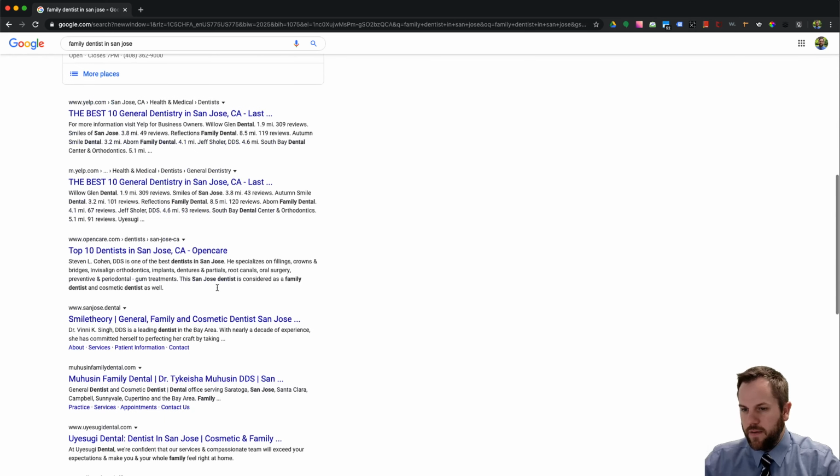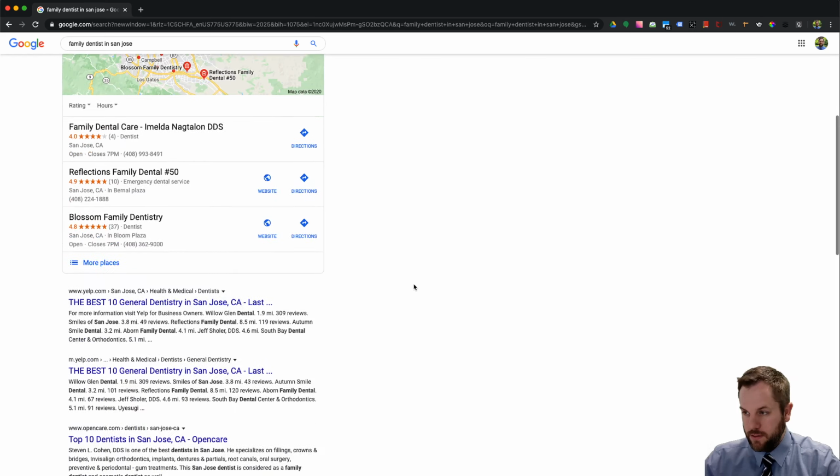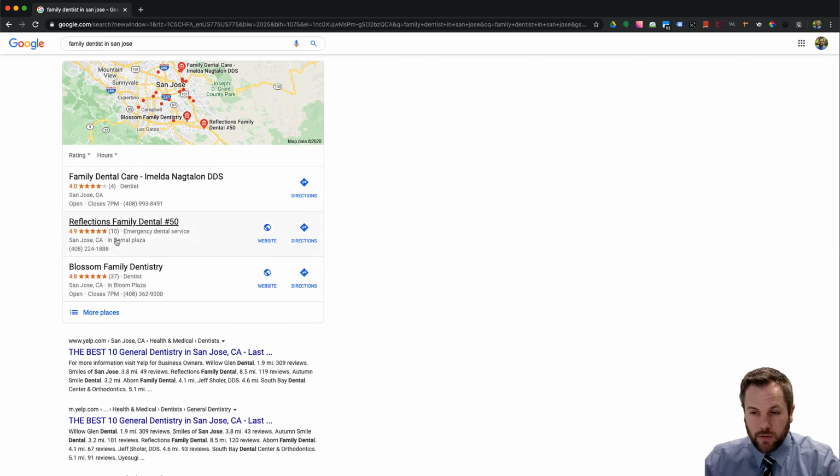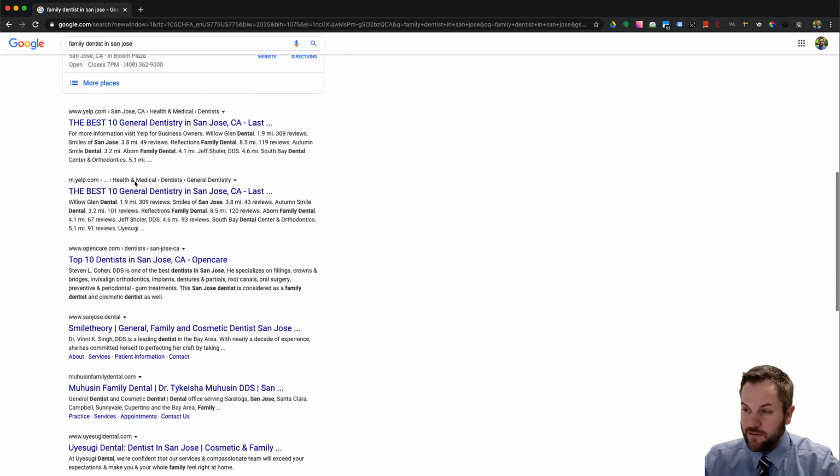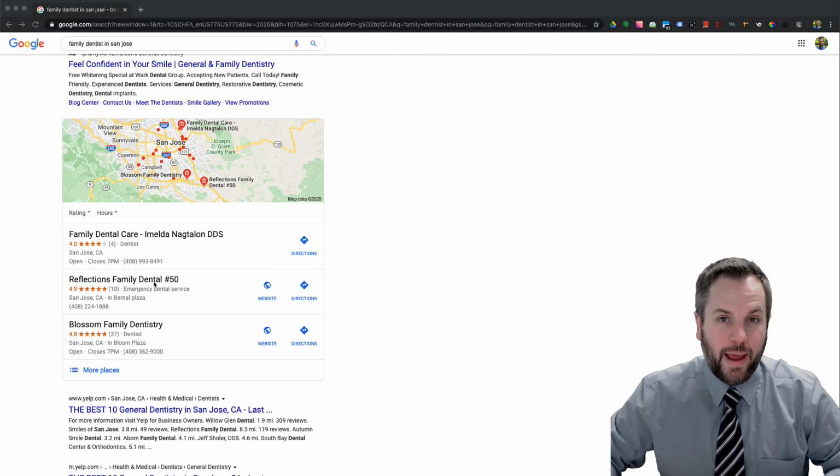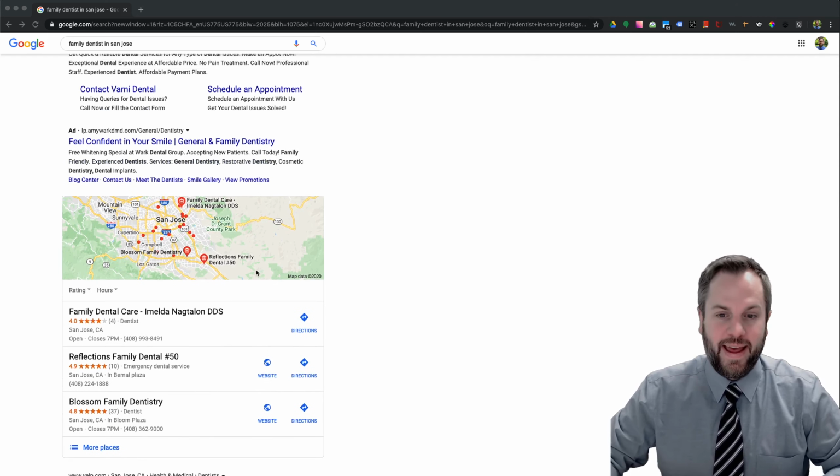And down below here, these are considered and called organic results. The 3-pack is also organic, but it's related specifically to the map, as you can see here. So you could say organic map results and just your run-of-the-mill organic results. Both of which, by the way, are good to have.